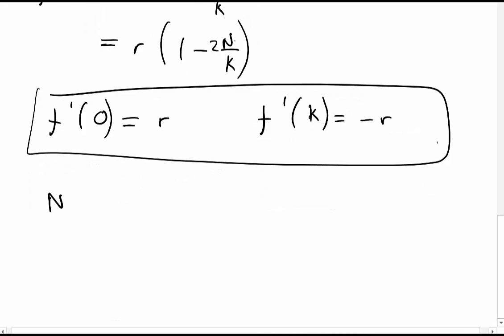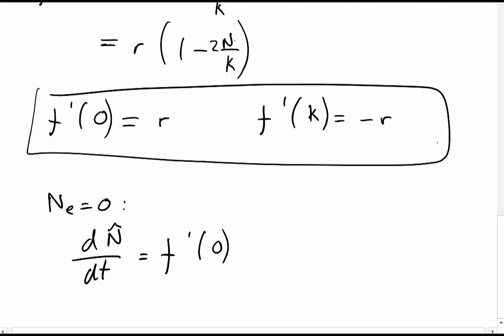Okay, so therefore, when ne equals 0, when my equilibrium point is 0, my linearization, remember what my linearization is, it's dn tilde by dt equals f dash of my equilibrium point times n tilde. Well, I've just found my derivative at the equilibrium point 0 is r. So effectively this is just r now. Okay, so it's just r.